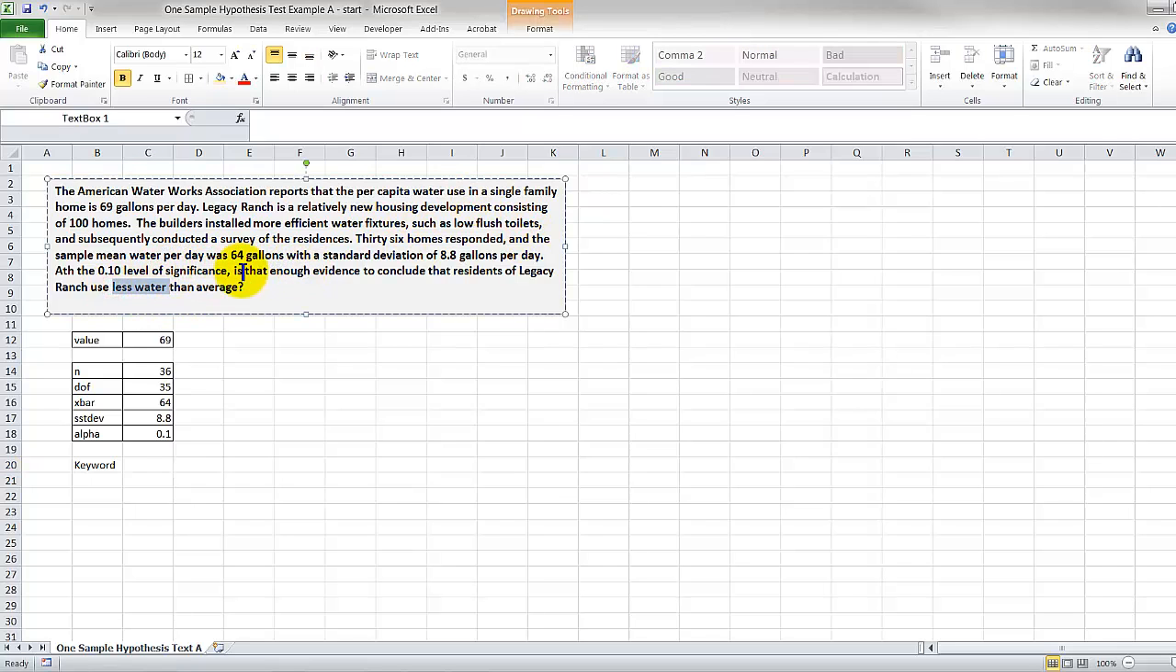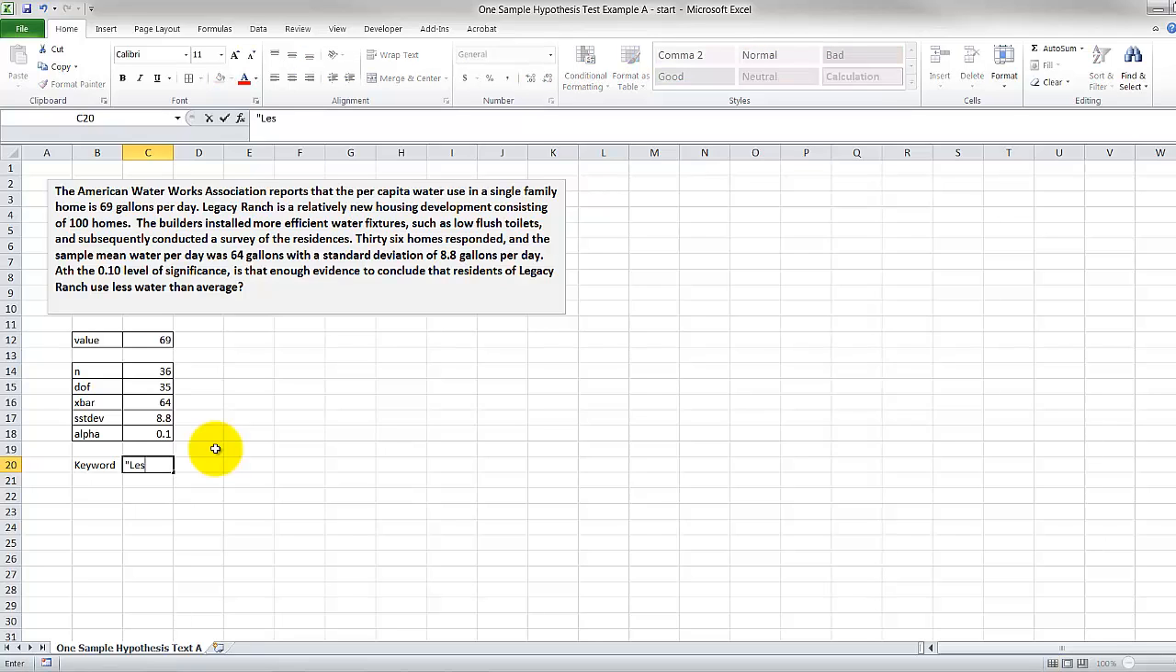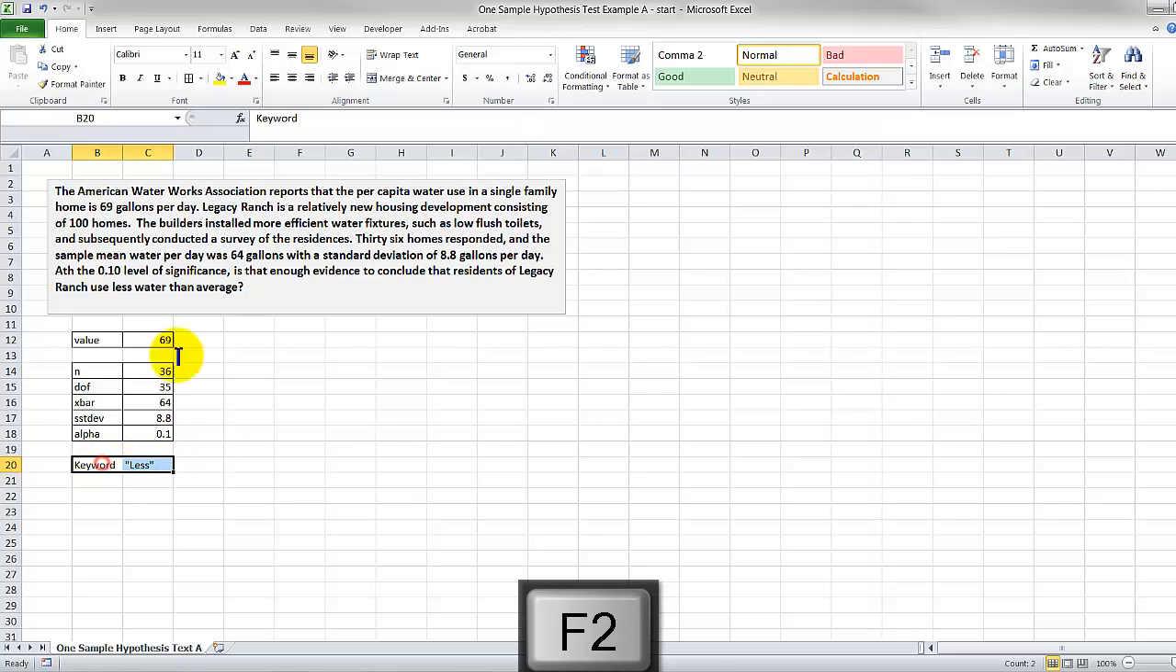So let me read this again. Is there enough evidence to conclude that the residents of Legacy use less water than the average value reported by American Water Works Association? That is precisely the test. So our keyword is less. Anytime there's a direction associated with a keyword, we're testing one tail or the other. We care that this ranch is less than the average. That's at least what we want to test. So with a keyword of less, that means we're going to be testing the left tail.